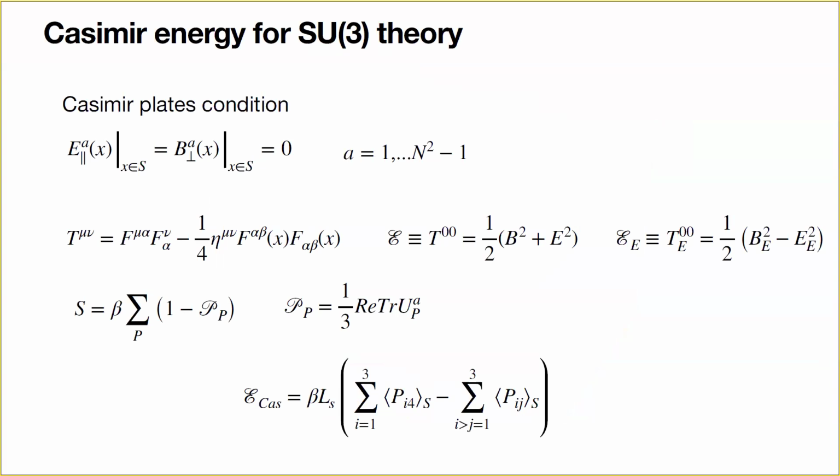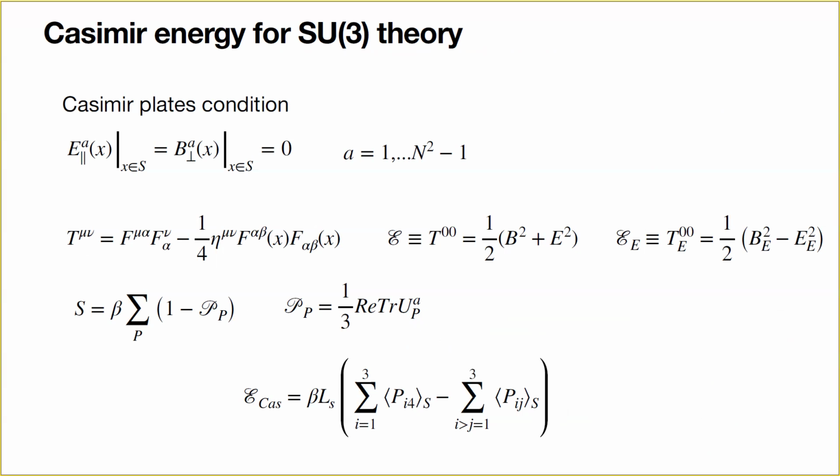So let's have a look at the SO(3) theory and the corresponding Casimir energy. This is the definition. So it's plate conditions. We just have to include color here, but the color itself does not play a big role at this moment, but will play later. This is the energy momentum tensor density. Then we can define the energy density for the zero component, and in the Euclidean case, we have this formulation.